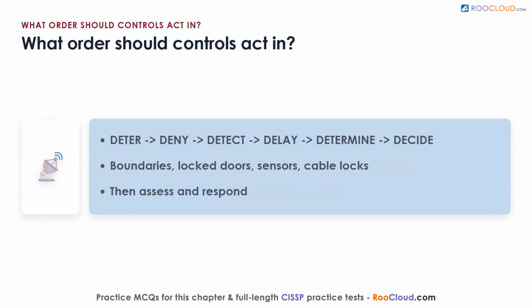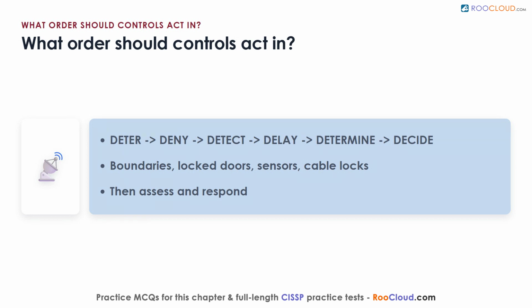There is a functional sequence worth memorizing: deter, deny, detect, delay, determine, and decide. First, you deter with visible boundaries that discourage the attempt. If that fails, you deny direct access, say with a locked vault door. If they get past that, you detect the intrusion with sensors. Then you delay them long enough for help to arrive, perhaps with a cable lock tethering the asset.